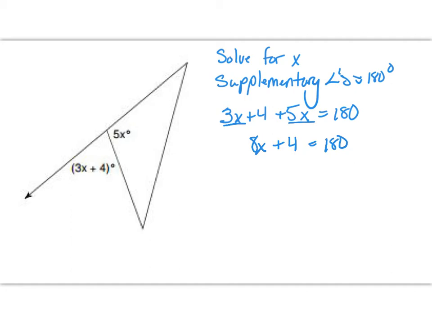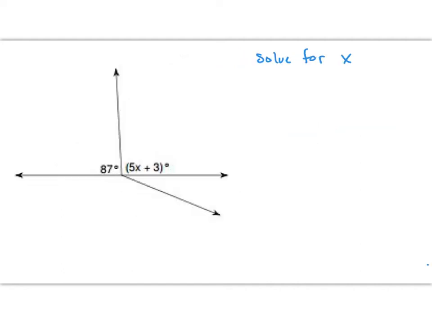Now this is just a two-step equation. So I'm going to subtract 4 from both sides. The 4's on the left cancel, and I'm left with 8x equal 176. I divide both sides by 8, and x is equal to 22. All right, let's look at our next example.